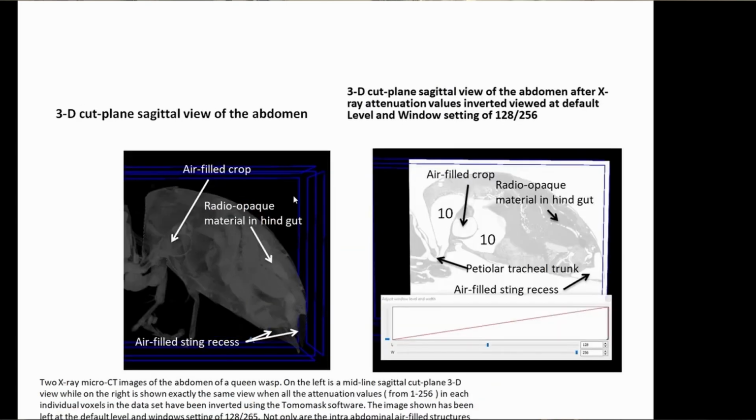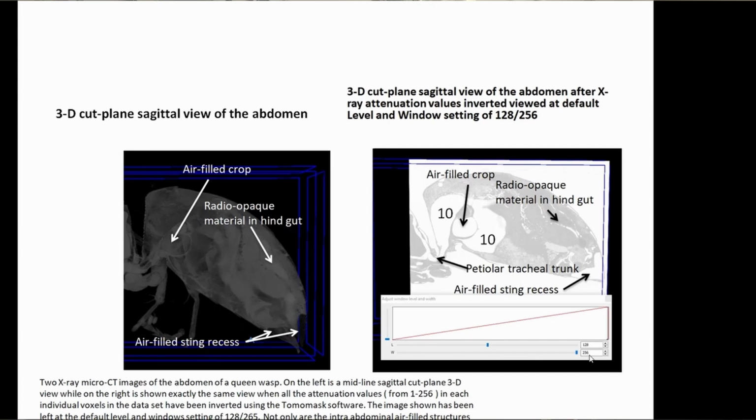So the first thing we do, and now we're just taking the abdomen of the wasp, is to use Tomo mask to reverse all the attenuation values. So this is in fact 8-bit data. So what was black is white and what was white is black.